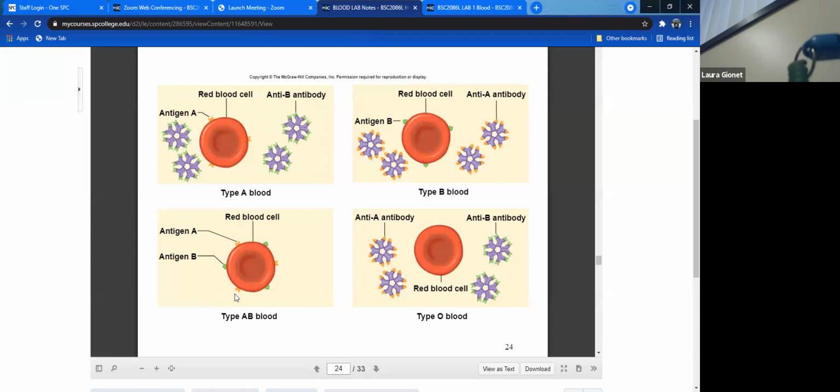And then lastly, we have type AB blood. And so guess what that means? That means that we have both A and B antigens on our cell surface. Look at that. We have A's and B's on the cell surface. That's why we will call it type AB blood. And when you're AB blood type, you make neither A nor B antibodies. Because if you did, then those antibodies could bind to the antigens on your own red blood cell surface, and you could end up killing your own red blood cells. And you don't want to do that.